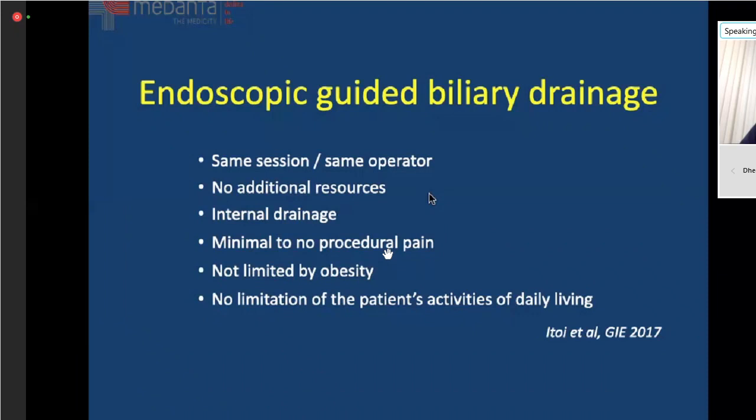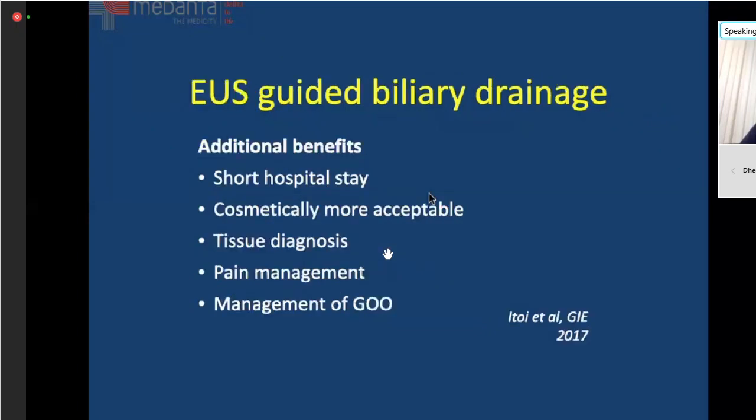Advantages of EUS: same session, same operator, no additional resources, internal drainage, minimal to no procedural pain, not limited by obesity, and it doesn't hamper day-to-day activity. Additional advantages: shorter hospital stay, cosmetic advantages, tissue diagnosis is possible. You can do the celiac plexus block, and if the patient has a gastric outlet obstruction, you can do the GJ also.